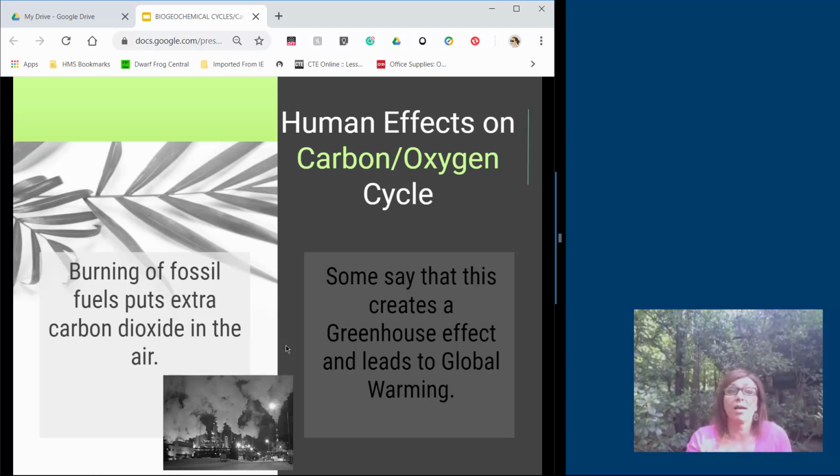Okay, another thing we're doing is cutting down trees, which also has an effect on that too, right? Because if you cut down all the trees, they're not taking carbon out of the air, so there's more carbon dioxide there. They're not taking it out anymore. They're not putting as much oxygen in. So that also has an effect on that carbon-oxygen cycle too.